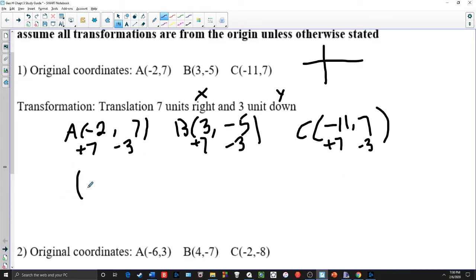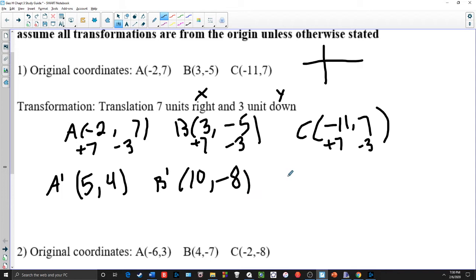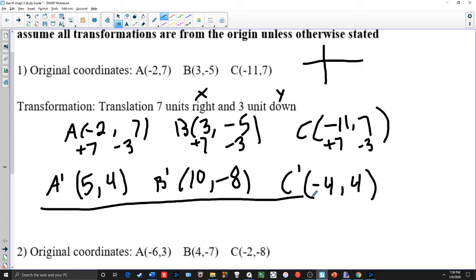And then you just do some quick mental math here. So 7 plus negative 2, or negative 2 plus 7, however you want to say it, gives you 5. 7 minus 3 gives you 4. That'd be A prime. B prime would be 10, and then negative 8. And then C prime would be negative 4, positive 4. And then that will be your final answer. Again, your final answer is just going to consist of the 3 points after they've been moved.